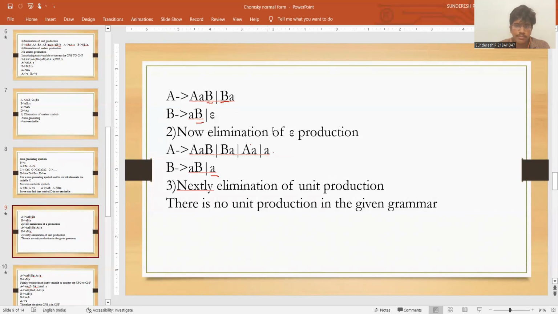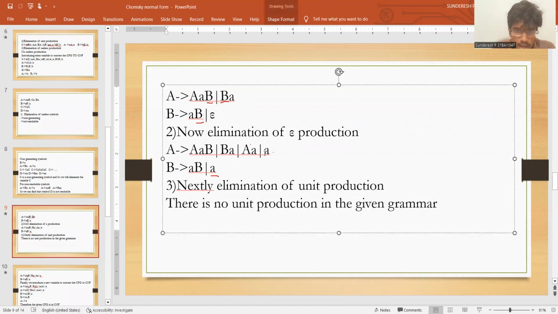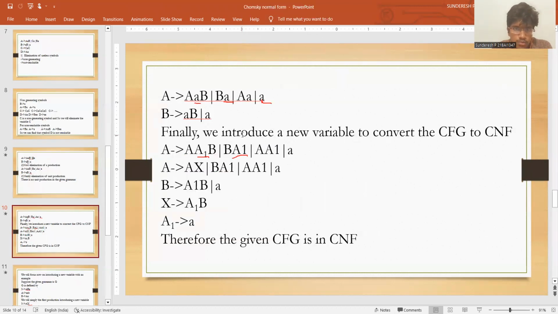So finally, we get a form like this. Now we do the elimination of the epsilon production. We know that we have to write whatever is there as it is. So we write these two productions here, and we substitute B tends to epsilon here to get AA, B tends to epsilon here to get A, and B tends to epsilon here to get A again. So this is how we do the elimination of epsilon in this example. Now we move to the elimination of the unit production. In this grammar, there is no unit production after the elimination of epsilon production, so we move to step 3.